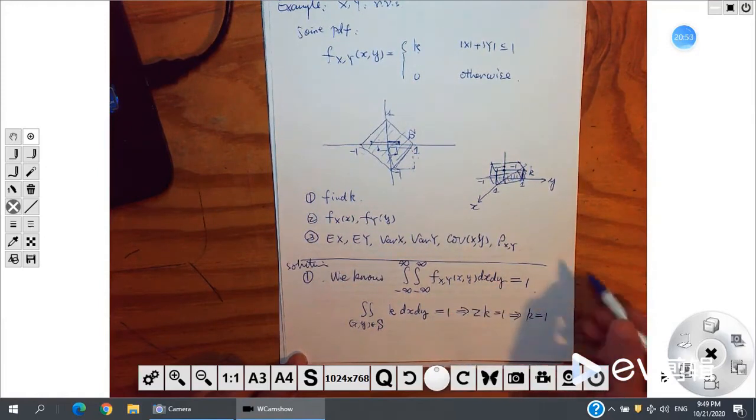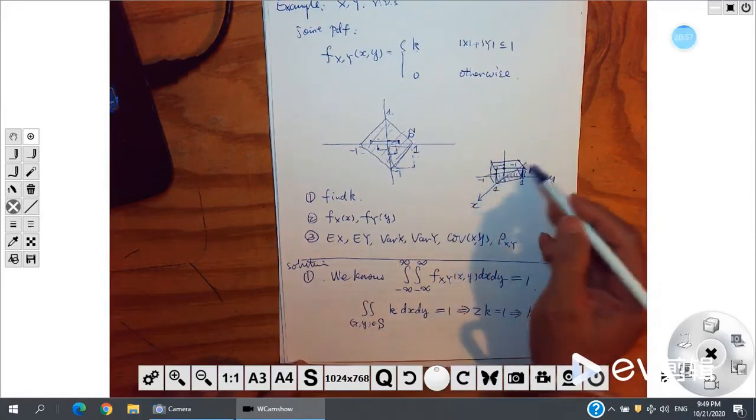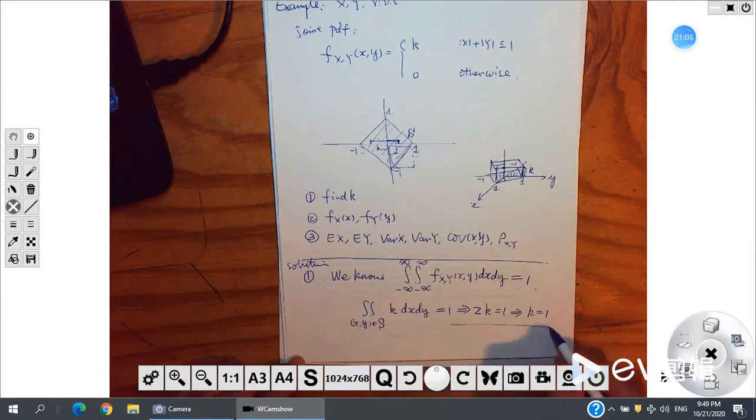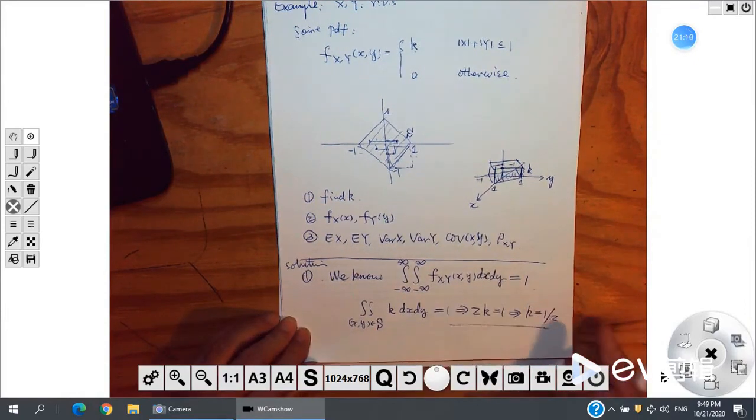Okay. I do the integral this way based on this graph. I can have it very easy. You can also do it step by step. You plug in, you do the integral, and the final answer should be the same. All right. So K is 1 over 2. All right. So we have K.